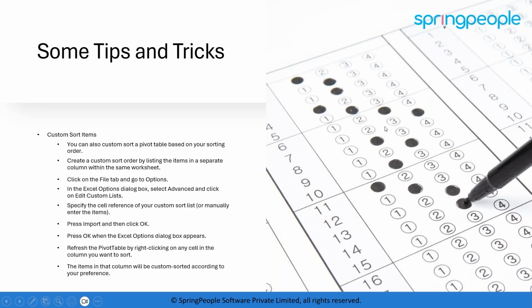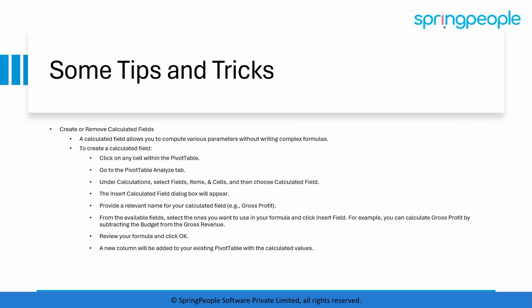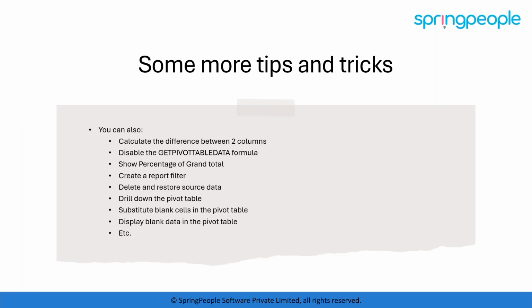Another thing that you can do is customize your sorting. Basically, you can specify how you want to sort. You can create a custom list, and based on that, you can sort the content that is there in your pivot table. You can also add and remove a calculated field, as I've already shown you. Some more things that you can do is calculate the difference between two columns. Whenever you work with a pivot table, one of the formulas that it uses is the get pivot table data formula. You can disable that formula.